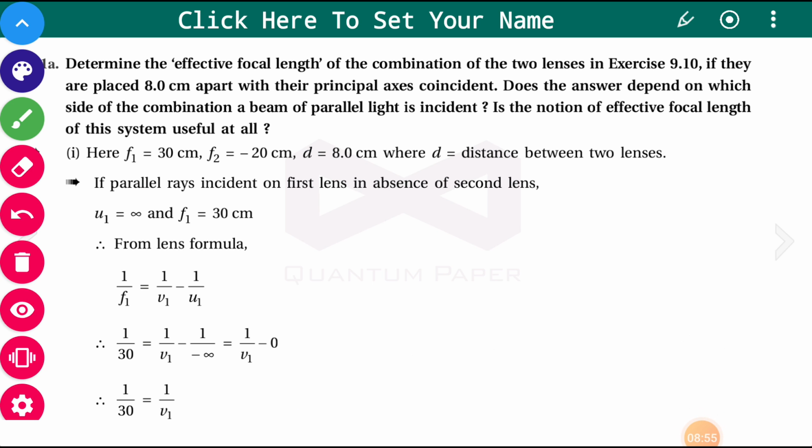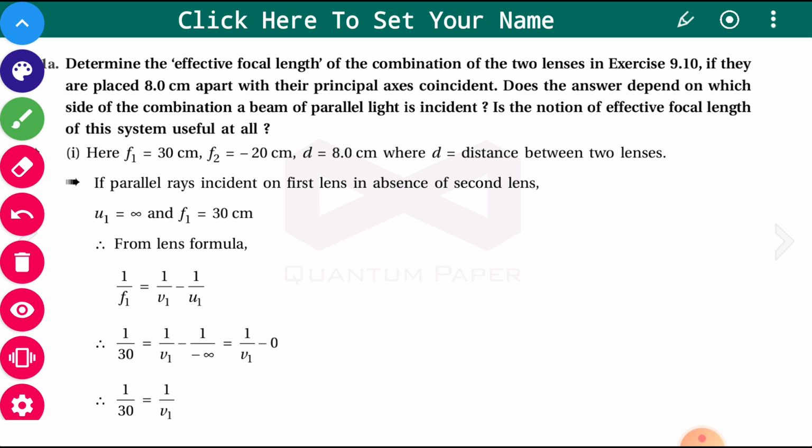Now we shall discuss the numerical 9.21. In the first part: determine the effective focal length of the combination of two lenses in exercise 9.10. First of all, you should remember the data in 9.10, or just look at 9.10.